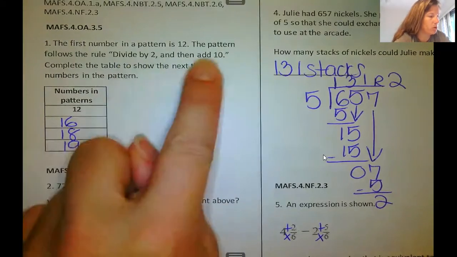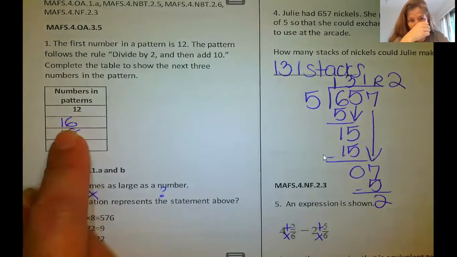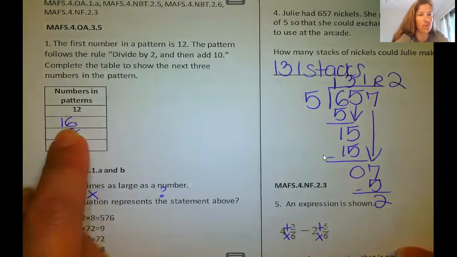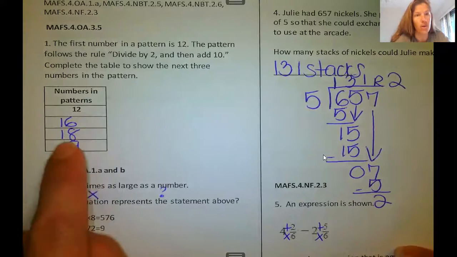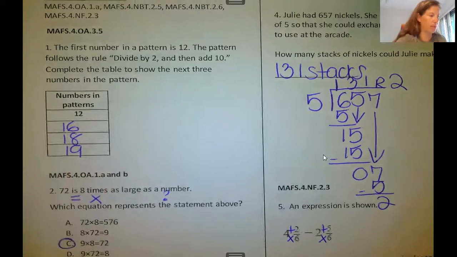So divide by 2 and then add 10. If you divide 12 by 2, you get 6. You add 10, you get 16. Divide 16 by 2, you get 8. Add 10, you get 18. Divide 18 by 2, you get 9. Add 10, you get 19. So 16, 18, and 19 for number one.